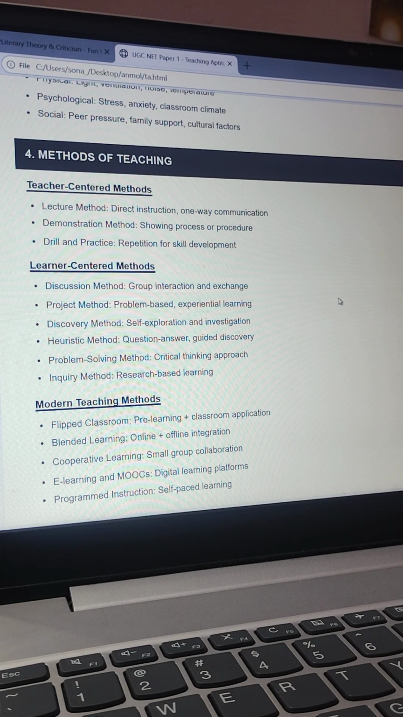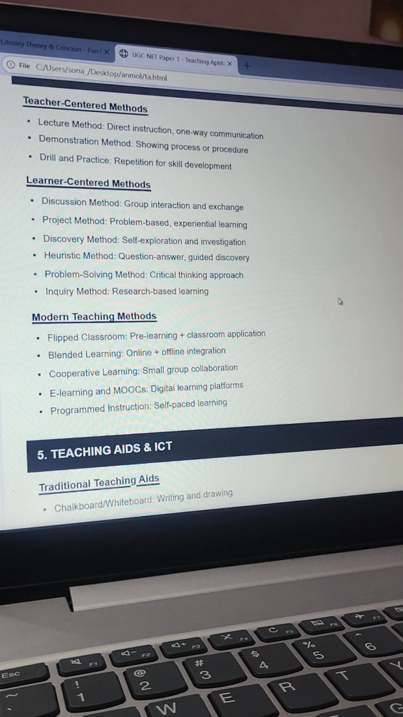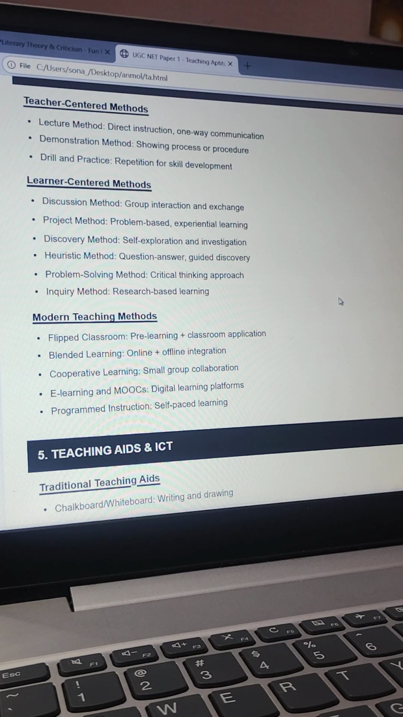Talking about modern teaching methods, we have flipped classroom, blended learning, which is online-offline integration, cooperative learning, which is small group collaboration, e-learning and MOOCs, that is massive open online courses, digital learning platforms, and programmed instruction, that is self-paced learning.